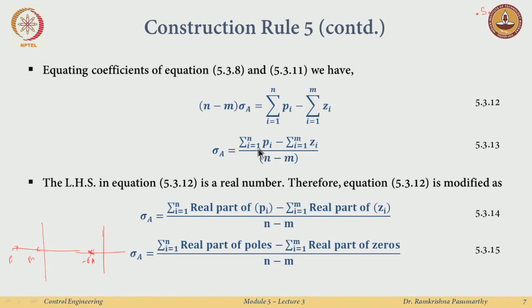Okay, so what is this? The centroid point: I sum the values of all the real parts of the poles, minus the real parts of the zeros, and divide by n minus m, right? And this is how I calculate the centroid point.